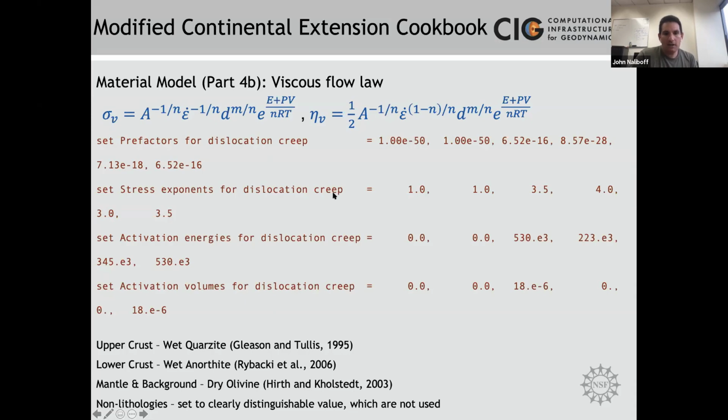Here then again, these values were derived from specific papers. For the upper crust, we use wet quartzite. For the lower crust, we use wet anorthite. And for the mantle and background, we used dry olivine. And for the non-lithologies, it doesn't matter what value you set them to, although I think I may have slightly done an incorrect ordering here.